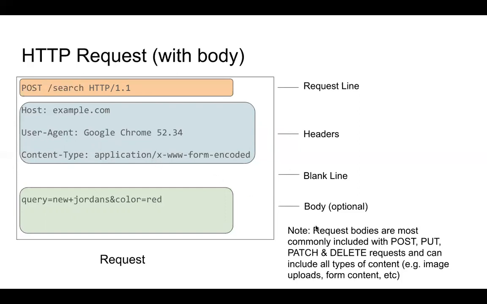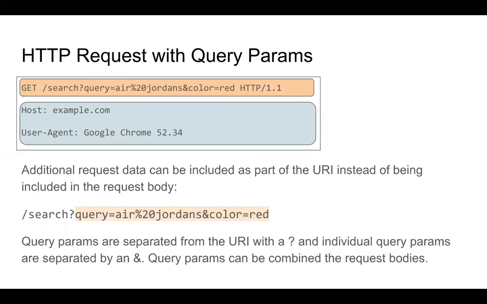You'll mainly see request bodies with post, put, patch, and delete requests. They can include all types of content, including image uploads, form content, etc. Your body typically is going to be used for things like submitting forms, but it can also be used for search functions, for example. These query params can also be added to the URI instead of being included in the request body.